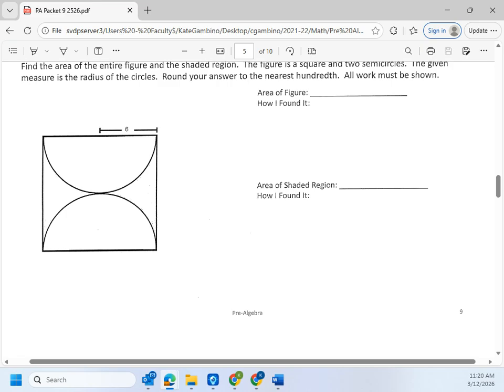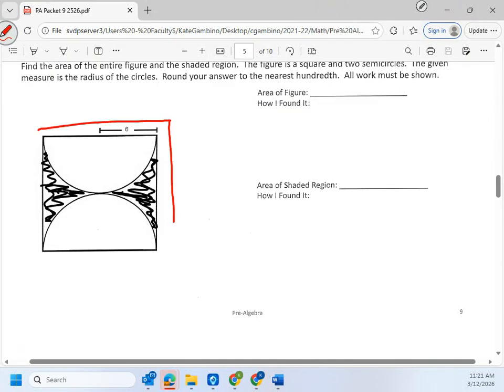Finding the area of an entire figure and the shaded area. It is really light, but this is our shaded area. So when we look at this, the area of the figure is our full square, and it is a square. So this is our full area. The area of a square is that length times the width. So if we know the radius of this circle, that's halfway, you should be able to figure out what that full length is for that full area.